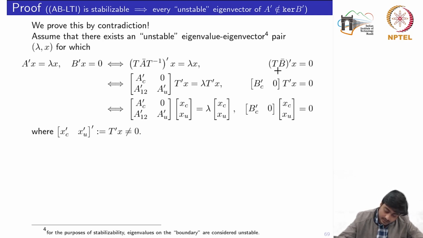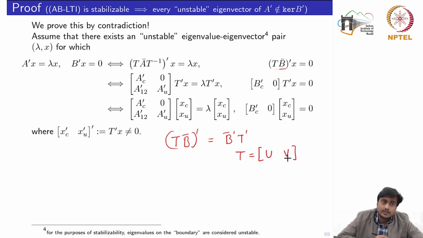Okay. Now note that here I can write, first of all, see this one. We have this T B bar transpose, which I can write as B bar transpose and T transpose. Now if you recall, we have represented T as this matrix, where we know that B bar is your BC transpose and 0. So I can write this part as equal to this part, which is again equal to 0.